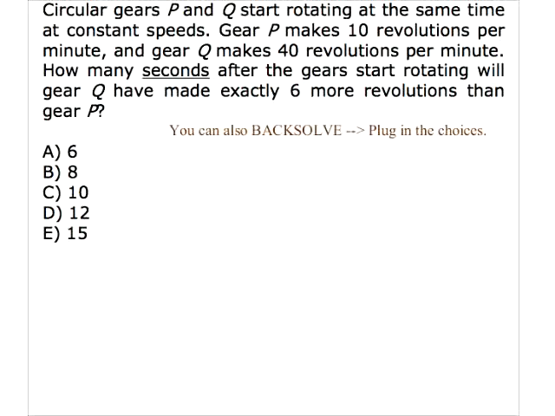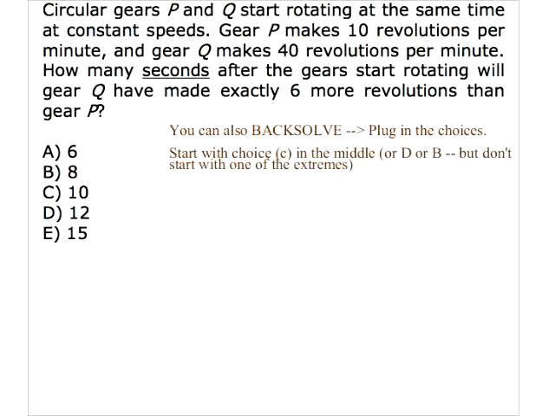Start with choice C in the middle, or D or B, but don't start with one of the extremes. Because if a middle choice is eliminated, you're getting rid of more possibilities. So remember that gear P is 1/6 revolution per second, and gear Q is 2/3. So answer choice, gear P revolutions and gear Q revolutions.